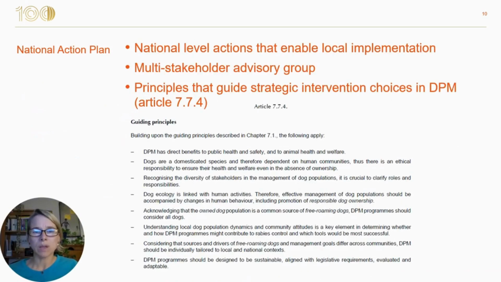From this point onwards, I would like to focus on the Chapter 7.7 recommendation for a national action plan. The concept of this national plan is to identify and commit to those actions that are going to directly help to manage dogs, but also enable local government and NGOs to implement their actions, because it is at the local level that direct dog interventions tend to happen. As I mentioned previously, Chapter 7.7 encourages the use of a multi-stakeholder advisory group in the writing of this plan, including veterinarians, public health experts, experts in dog ecology and behaviour and education and human behaviour change. The strategy sets the goals and objectives, but also the principles which guide the selection of strategic interventions. Article 7.7.4 provides a starting point for these principles, which may be added to for local context.